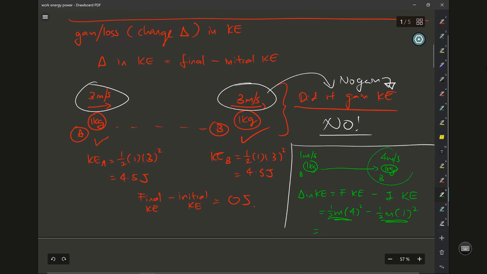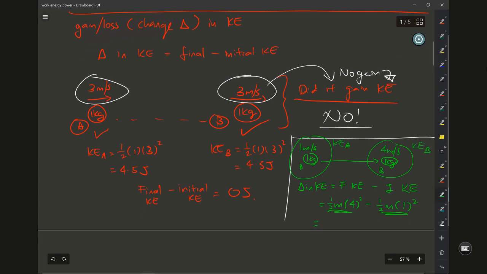We have to find a KE here, and then we have to find a KE here, and then we find the difference. If you're just going to find the KE at this point, then you'll definitely end up with the wrong answer, because that is the KE at B only. What we want is the gain in KE or the loss in KE.